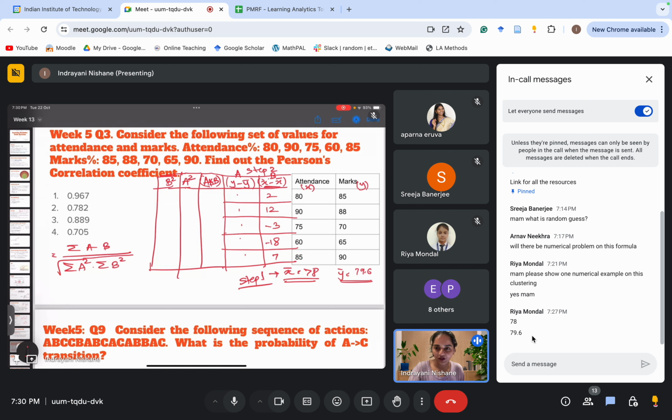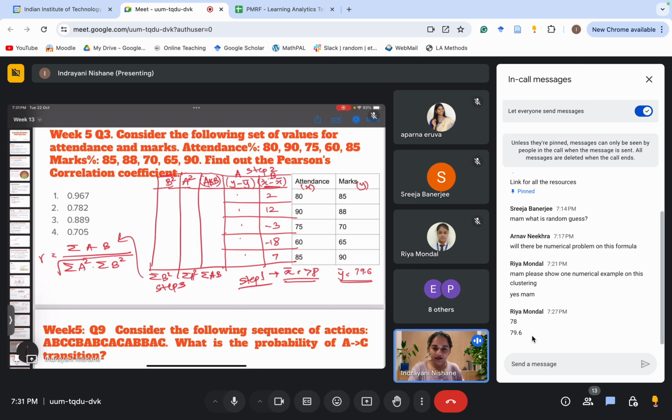So this is the formula. Once you have this, you find out their summations also. This will give you summation AB, this will give you summation A square, this will give you summation B square, and then from this would be your step 3. This would be your final step, substituting these calculations here.